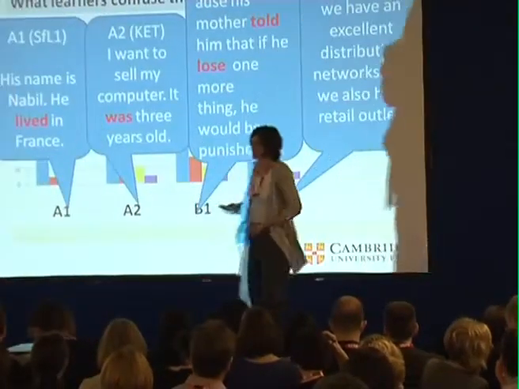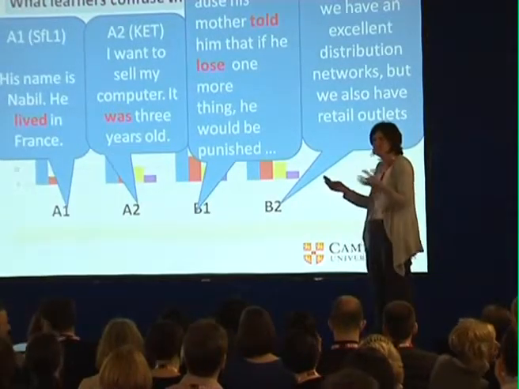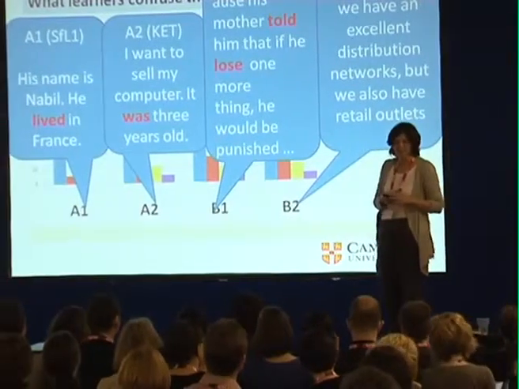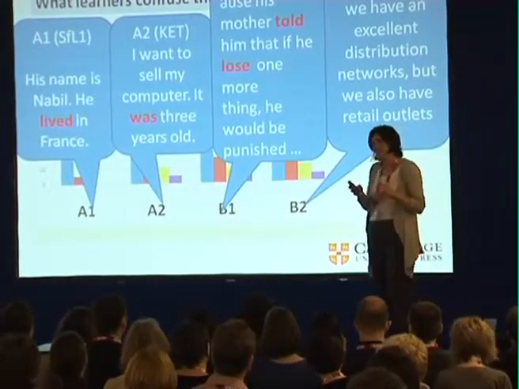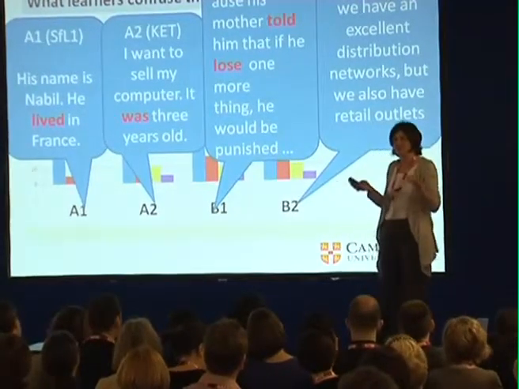So I want to look at the area of countability. We've looked at a tense. We want to draw it back to a word level and to show that we can't just look at words in isolation. When we're looking at grammar, we need to look at the grammar of words.